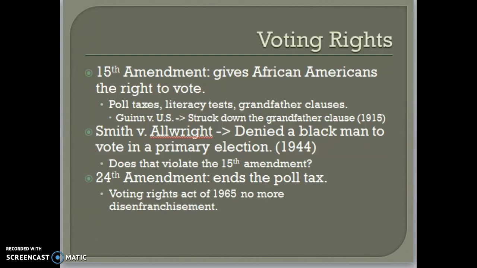Another important act to note is the Voting Rights Act of 1965. Definitely look into that a bit more. It is very significant in ending the disenfranchisement. The 24th Amendment ends the poll tax, but then we get an end to literacy tests, and it eliminates the grandfather clause as well. So the Voting Rights Act is extremely significant in the civil rights movement and in promoting equality among voting practice.